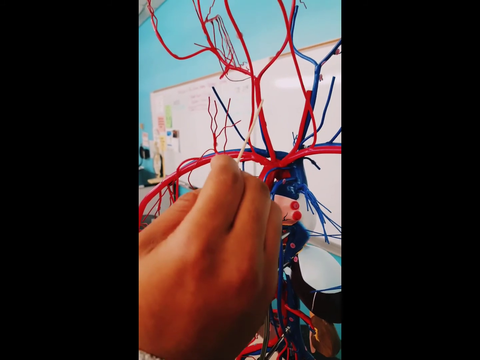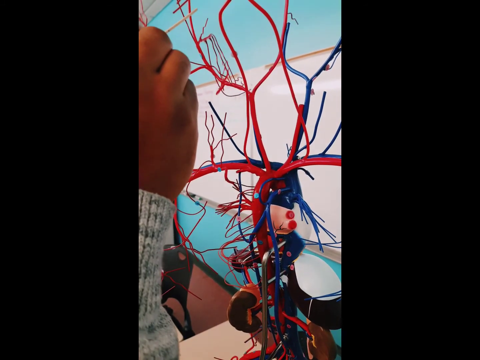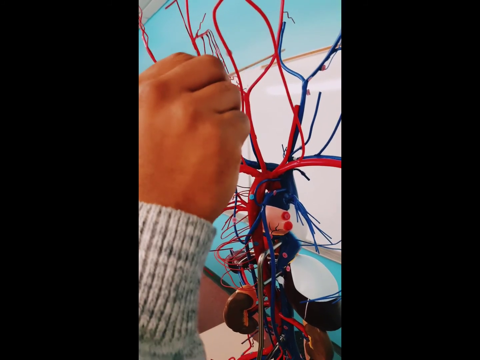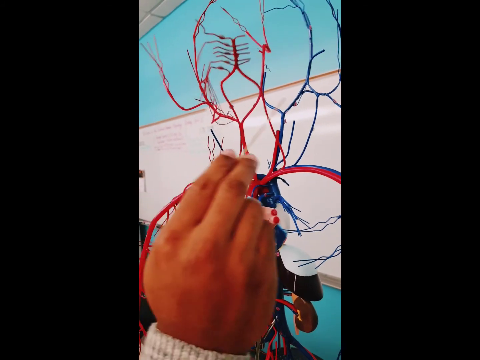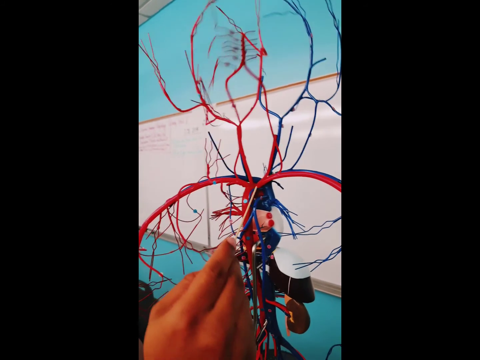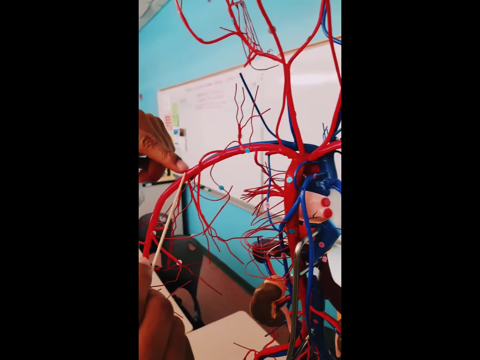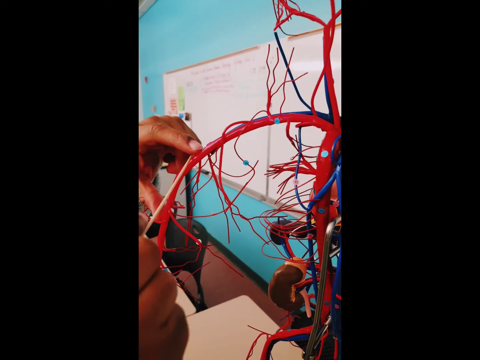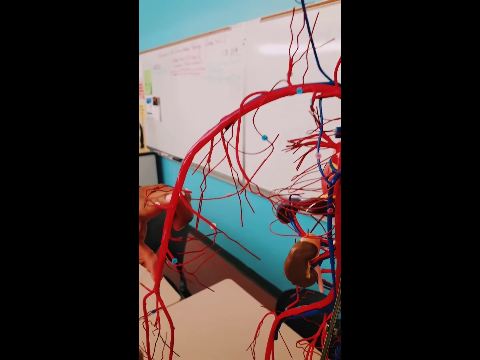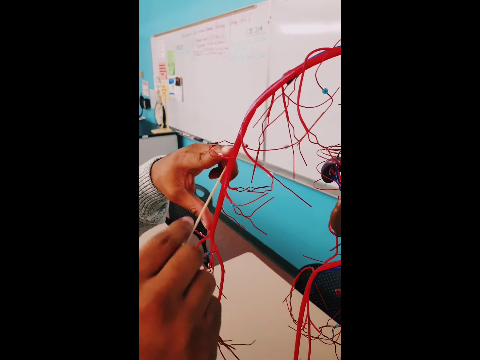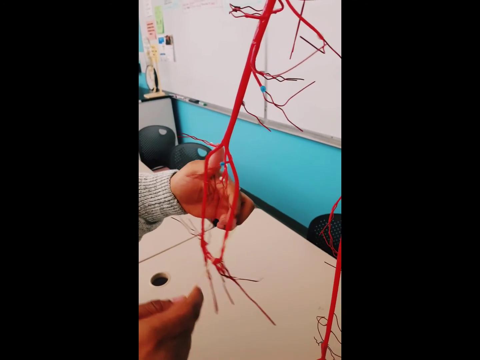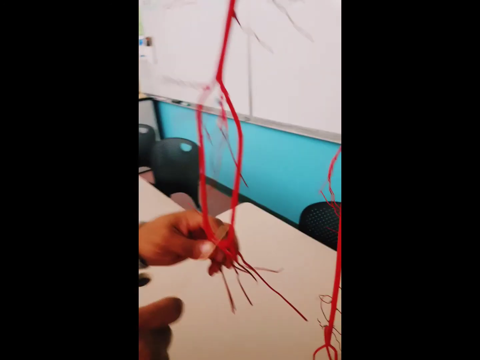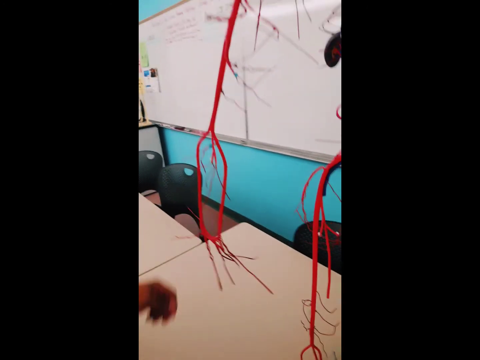Now the common carotid splits into external carotid and internal carotid. Common carotid, external carotid, and internal carotid. And on the back, we have the vertebral artery on both sides. Now the left subclavian branches into the axillary, and the axillary branches into the brachial. And the brachial splits into the radial artery, ulnar artery, and the curve on the palm of the hand, palmar arch artery. And that's it.